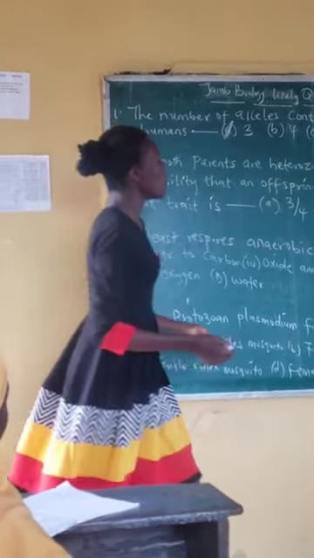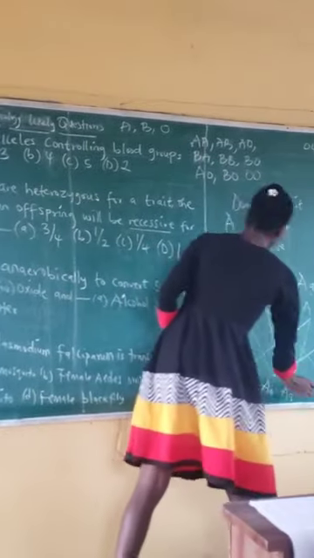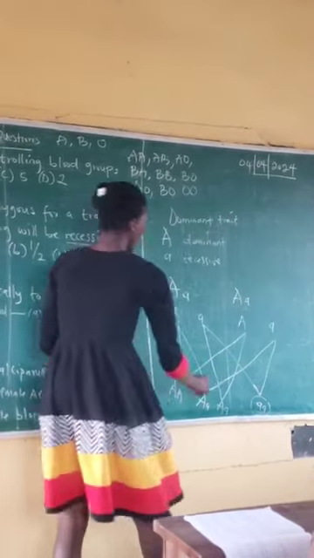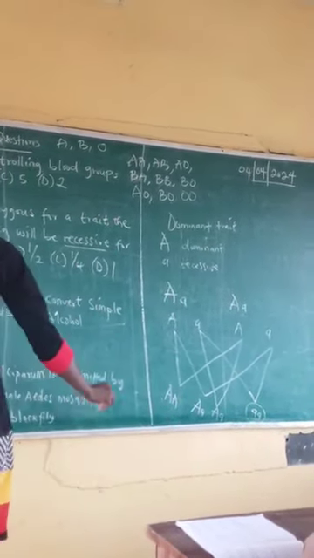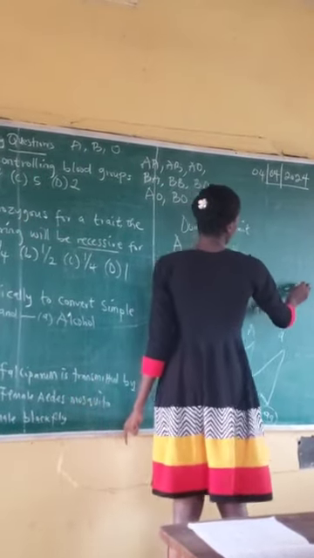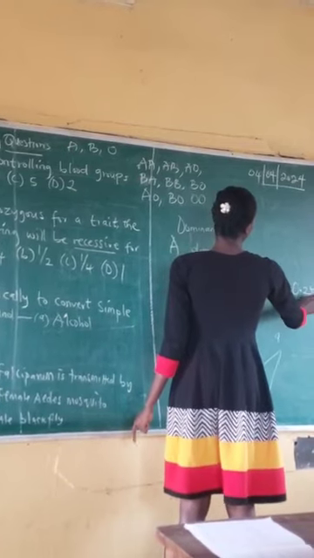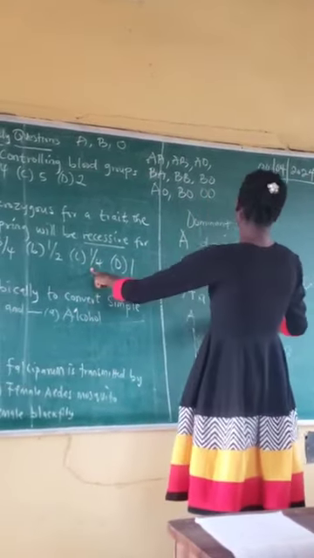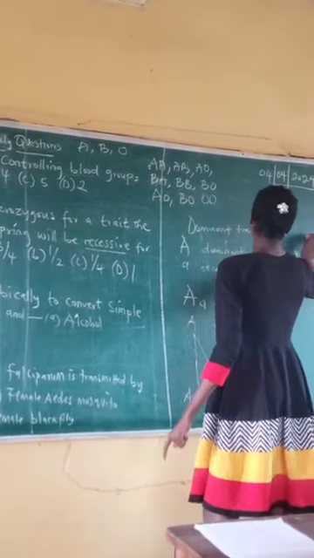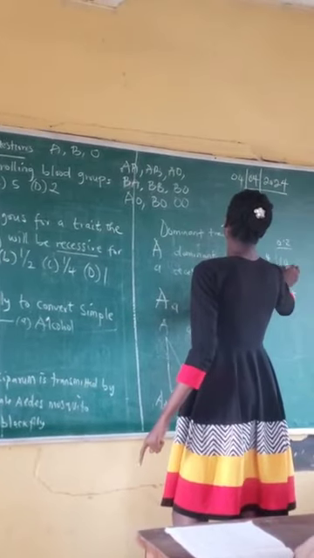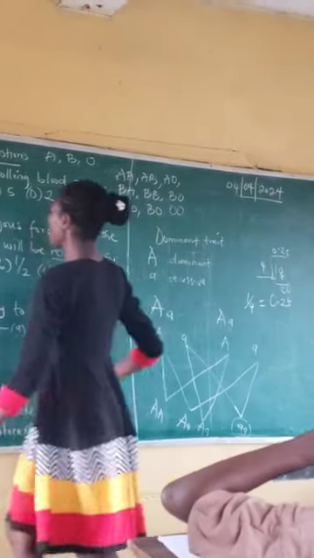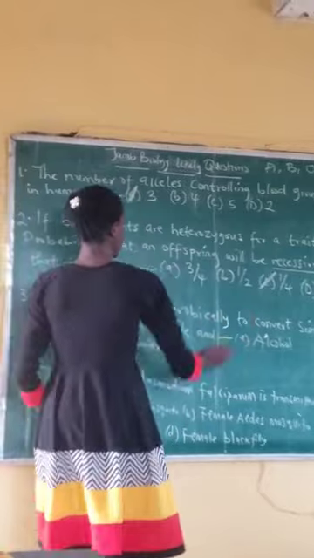From this, the offspring that is recessive for this trait is this one, right? How many of them? One. So out of the 4 possible outcomes, we have one out of four, and that will give us 0.25, or 25 percent. So our answer here is 1 over 4.